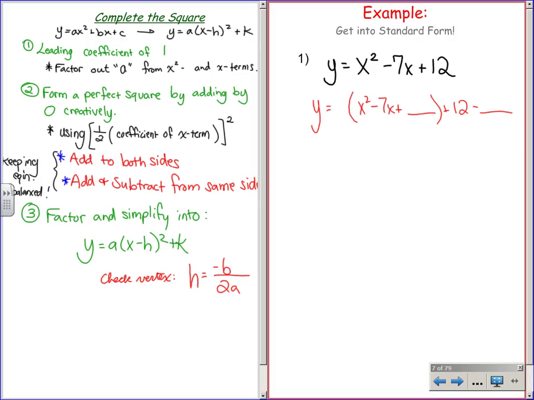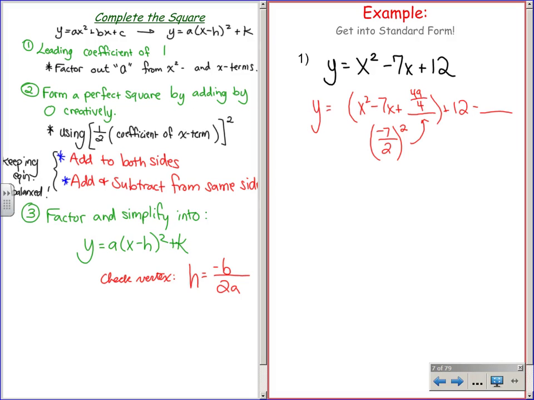Why didn't I factor anything out as you guys are writing? There's no a. A is just 1. Good. So the leading coefficient's already 1. Forming a perfect square by adding 0 creatively. Well, I better take the middle coefficient, the -7, cut it in half and square it. That's what I'm adding in, which would be 49 over 4.